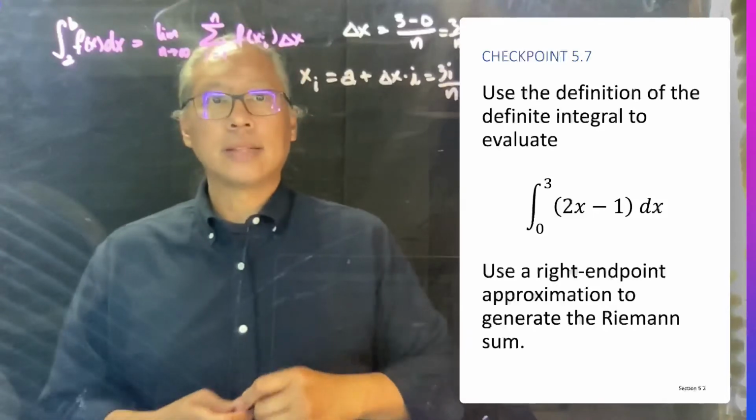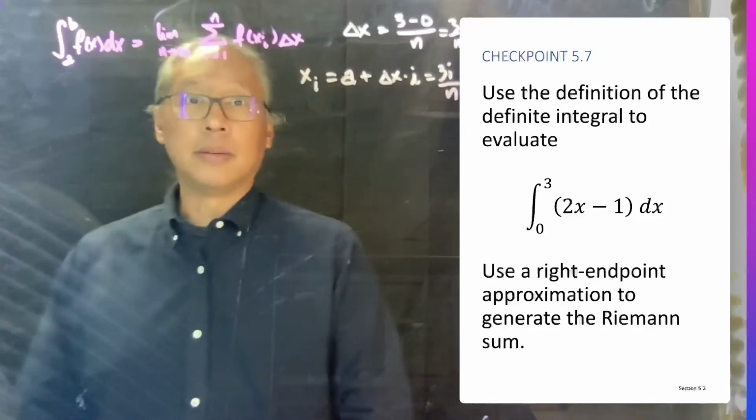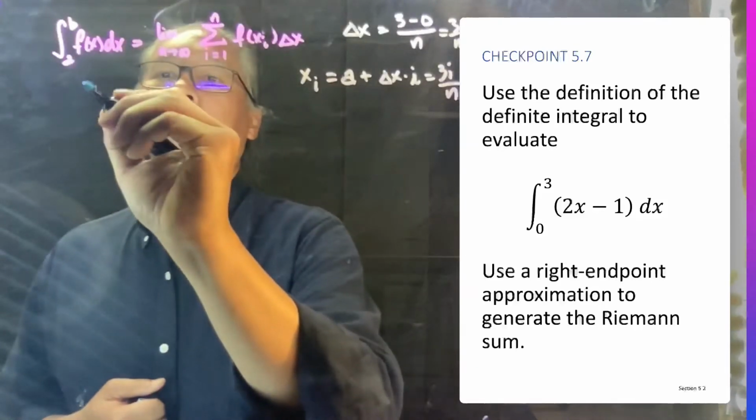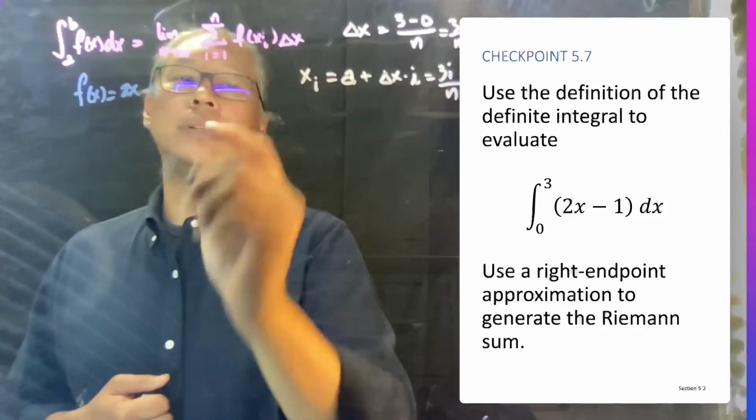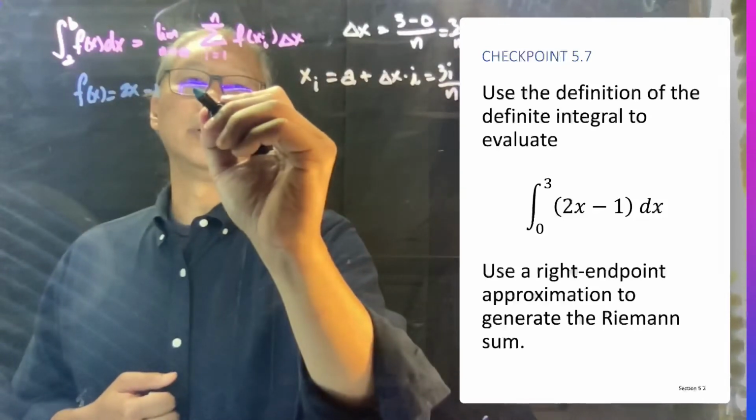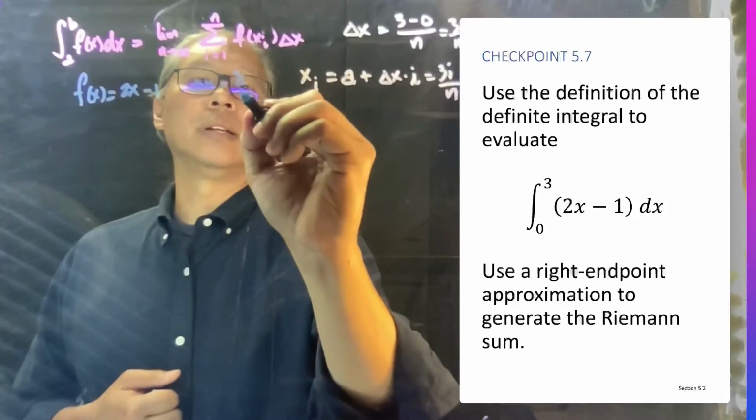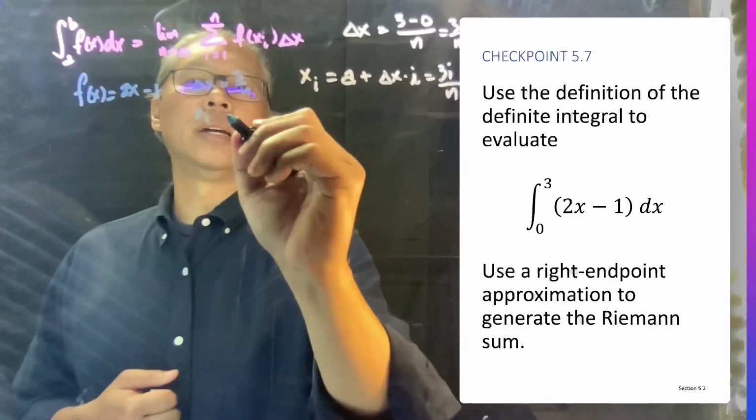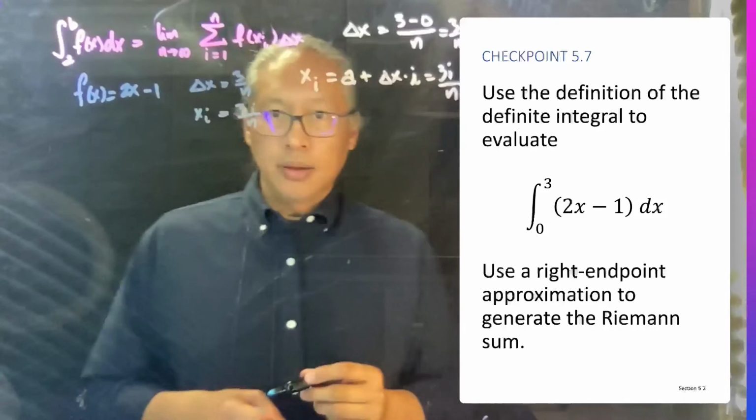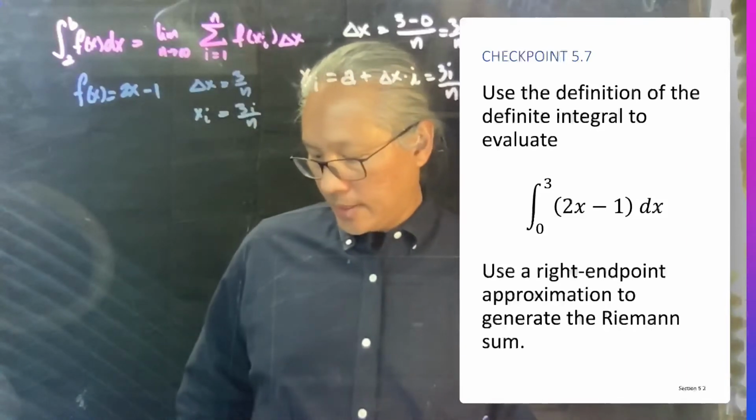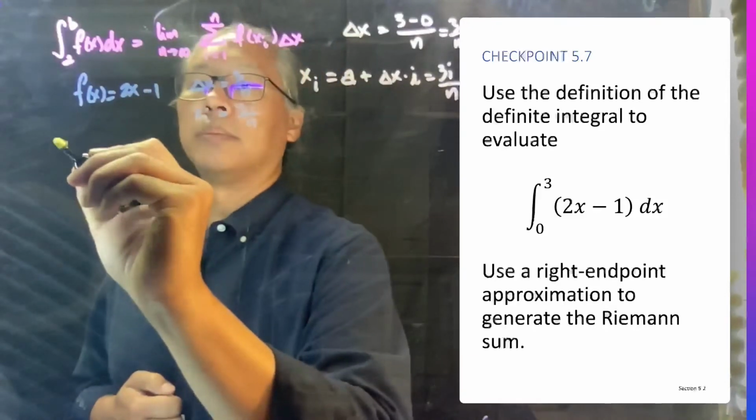Okay, now that that's settled, we can set up our integral. We know that our function f of x is equal to 2x minus 1. Delta x is going to be 3 over n, and x sub i is going to be 3i over n. All right, let's go ahead and start our definition and our sum.